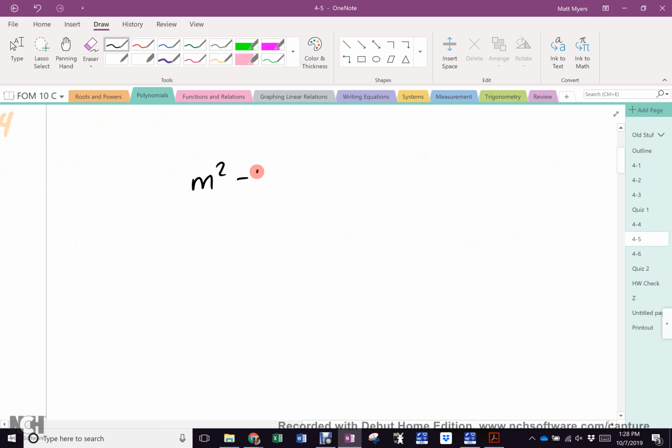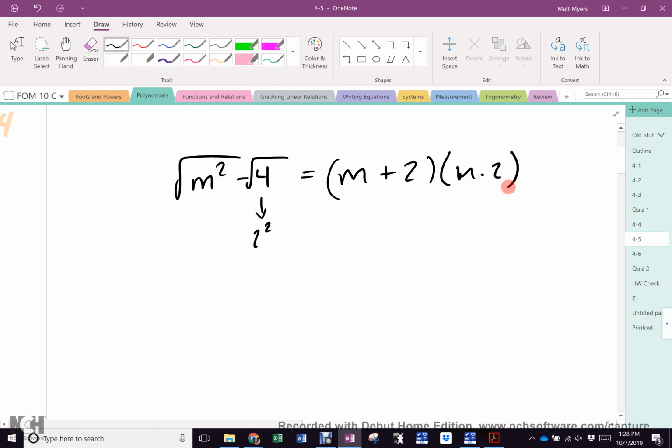M squared minus 4. Is that a square? How do you know? Because it's got a little 2. Is that a square? No. How do you know? Because this is really 2 squared, isn't it? Yes. So that is a difference, yes? So since I know it is a difference of squares, I can take the square root of that. What is the square root of m squared? M. And then I can add the square root of that. What is it? 2. And then I write it again with the negative symbol. That's how easy this is.